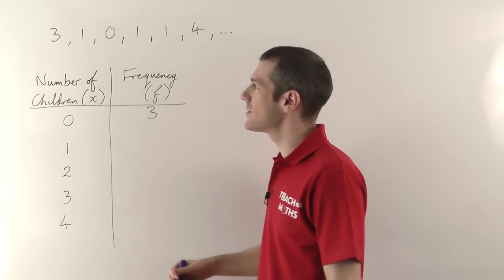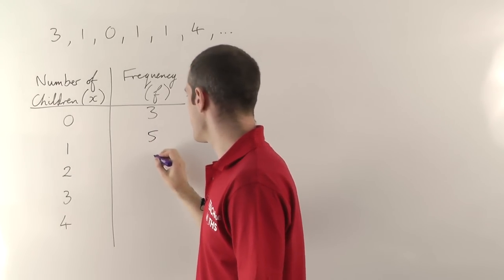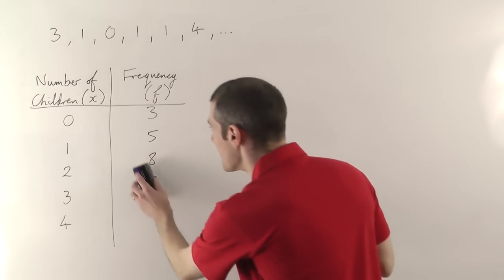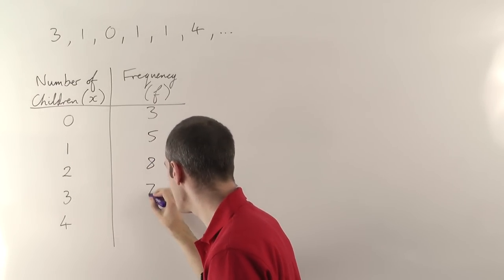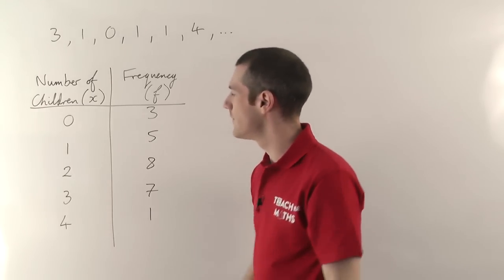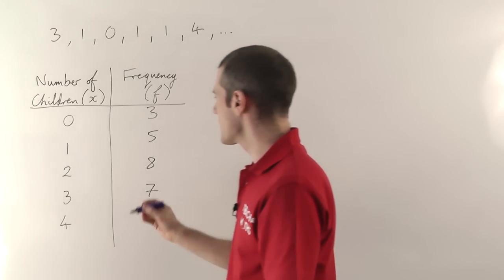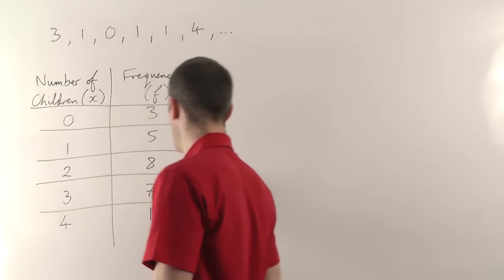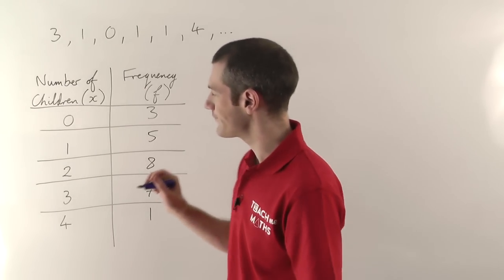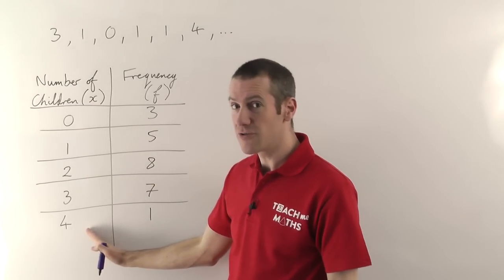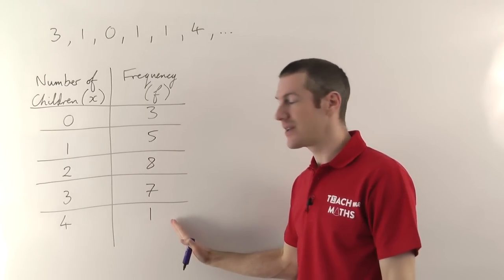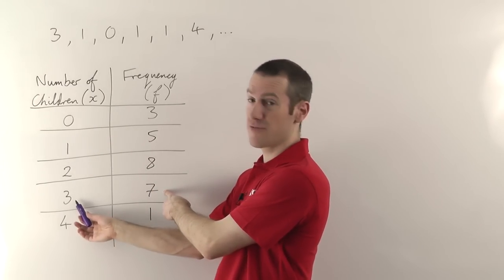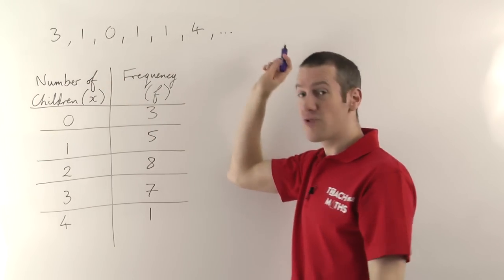Then you go through and count all the ones, and maybe there's 5, and we'll have 8 twos, 7 threes, and actually, let me just make these line up a little bit better. So 8 will go there, 7 there, and we'll just have one family that's got 4 children there. So I'll just take a few more lines in there just so you can see this slightly more clearly. All right, so these are the numbers of children that the families could have, and this is how many families have that many children. So 7 families have got 3 children, for example. That means there would be 7 threes in the list.